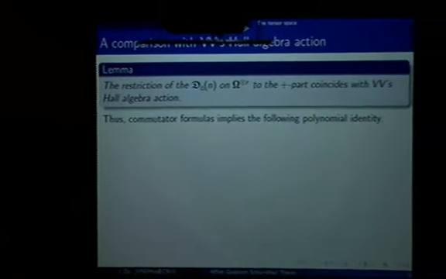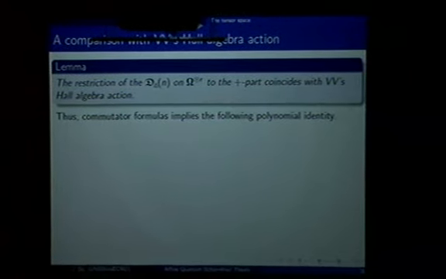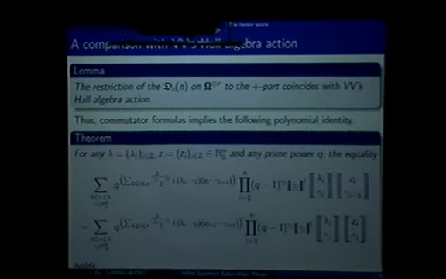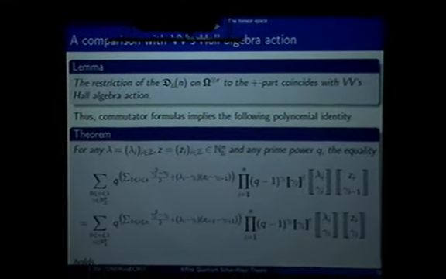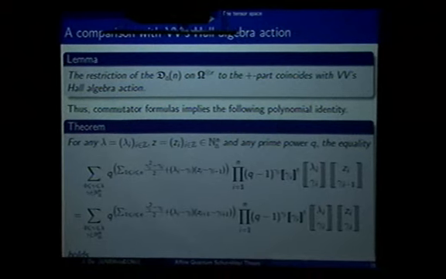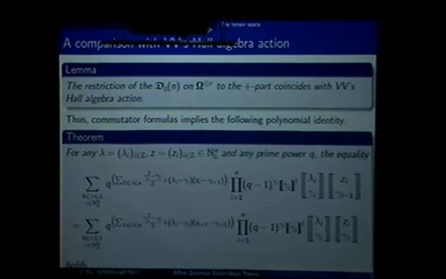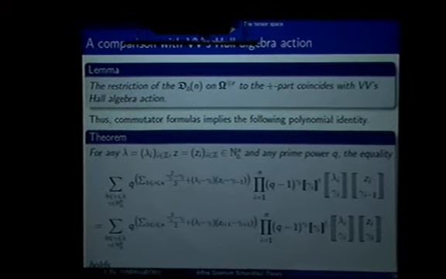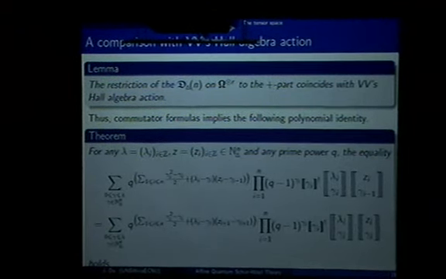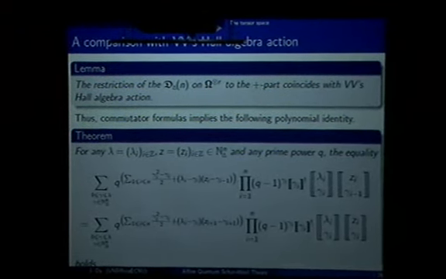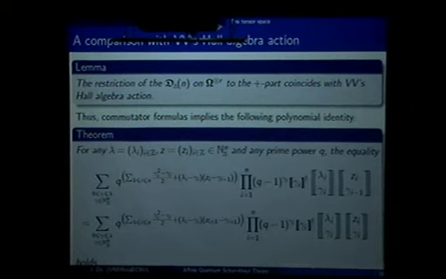So I want to mention, as I said, it's a combinatorial approach, right? So I want to mention this theorem. You see, our action is the same as the VV action. Then you look at the VV action, then you use this commutator formula coming from Schur-Weyl pairings. Then you will get to this kind of polynomial identity.